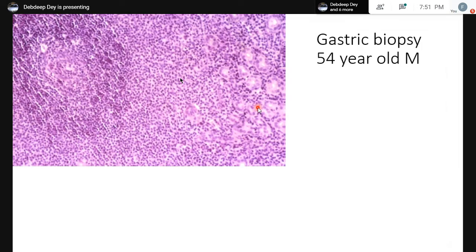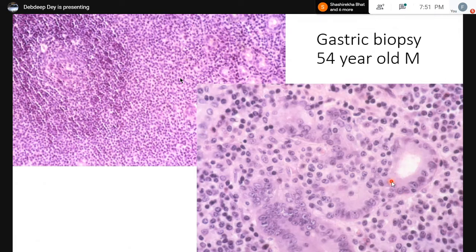So this is the case of a gastric biopsy from a 54-year-old male. You can see a very nice reactive follicle here surrounded by these mantle cells, and then there is the marginal zone proliferation of small cells with a monocytoid appearance, which are infiltrating into the crypts.